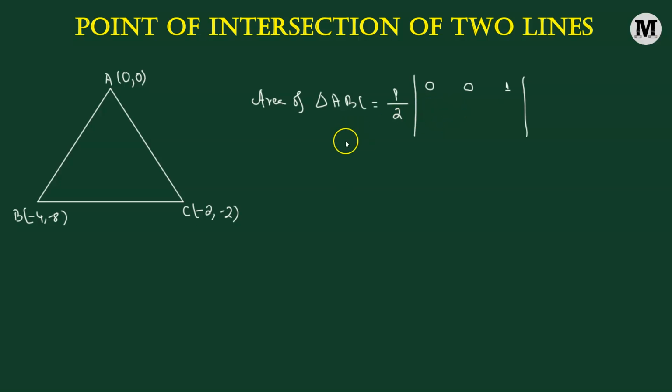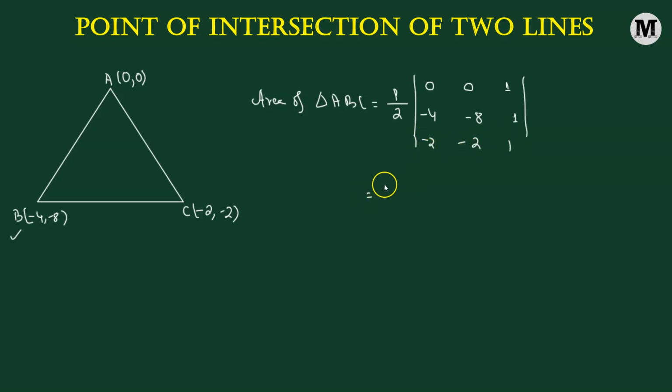Then in the second row, we're going to consider the coordinates of B. Here we'll start with the x coordinate, negative 4, that goes into the second row, first column. Then in the second row, second column, we'll use negative 8. And the second row, third column stays as 1. And then finally, in the third row, we consider the coordinates of point C. So we have negative 2, negative 2, and 1.